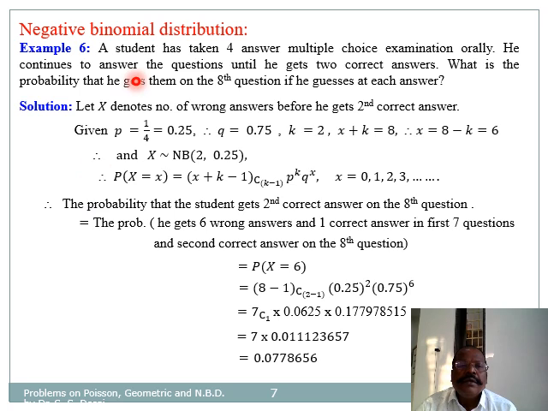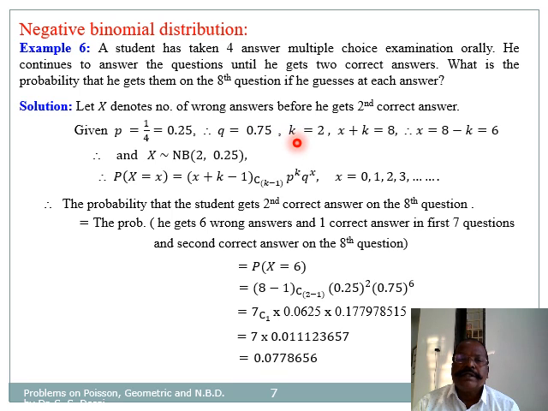Next example, a student has taken a 4-answer multiple choice examination orally. He continues to answer the questions until he gets 2 correct answers. What is the probability that he gets them on the 8th question if he guesses at each answer? So for the solution, let x denote the number of wrong answers before he gets the second correct answer. Given p is equal to 1 by 4. As the question is a multiple choice question out of 4, the probability is 1 by 4, that is 0.25. Therefore q is equal to 1 minus p, that is 0.75.